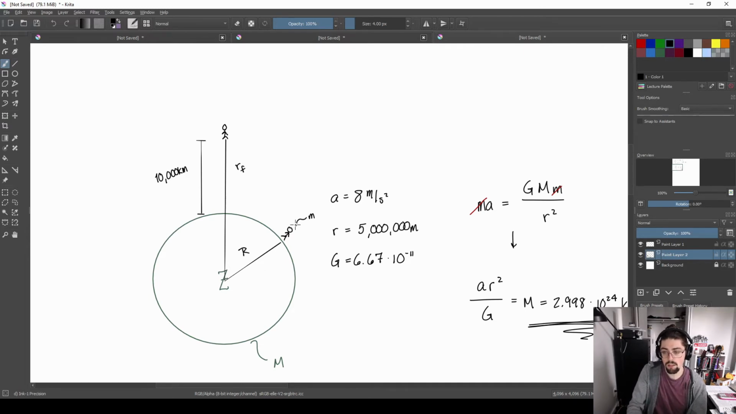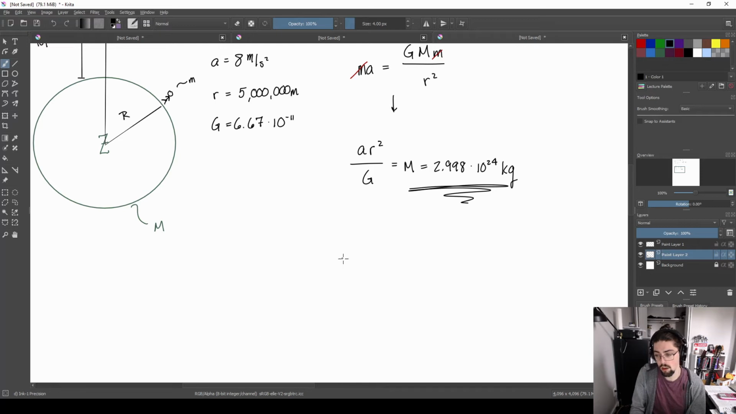So with that in mind, now we're going to find the acceleration. Same deal. Acceleration is equal to G capital M over R F squared. Plug all of those numbers in, and what we should find is something like 0.889 meters per second squared.